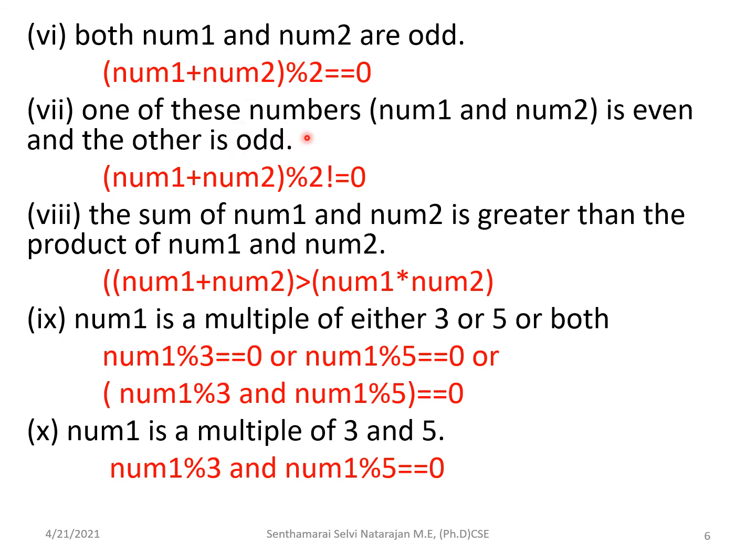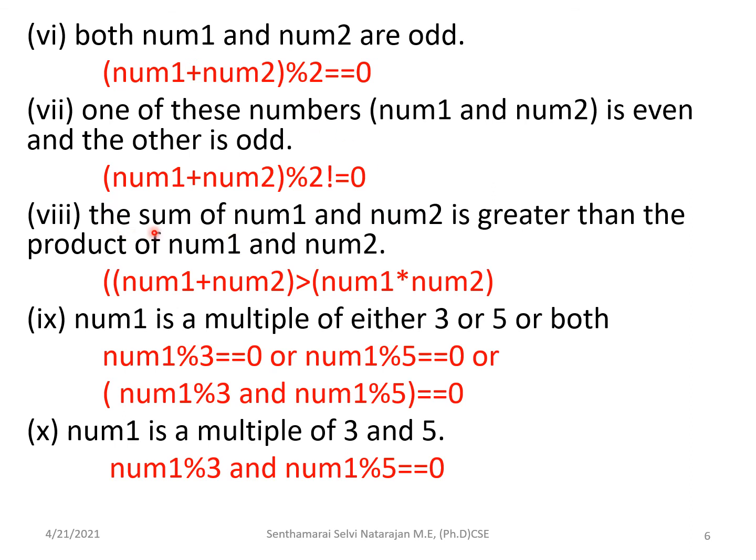Moving to the next question, they have asked that one of the numbers is odd and one is an even number. When you are performing the addition between an even and an odd number, it gives an odd number. So we can check whether the modulo division is not equal to 0, then we can say that one is odd and the other one is an even number.